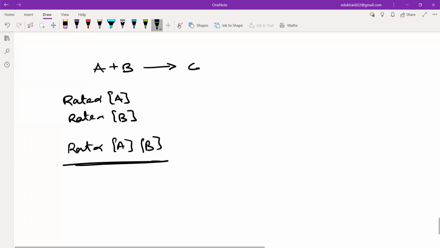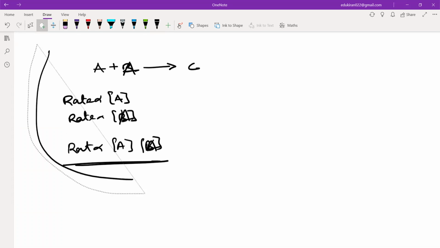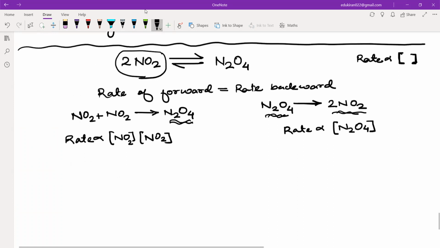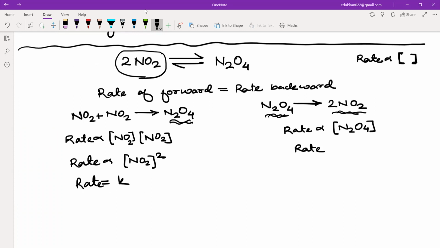Same thing. Now, what I am saying, I'm just putting A and A here. So this will be A, this will be A. Then I can say that the rate is directly proportional to the concentration of A square, if we have two of the same type of reactants. So I can say the rate is directly proportional to NO2 square. And here the rate is directly proportional to only N2O4. Now here I can write rate is equal to some constant K into the concentration of NO2 square. And here I can say rate is equal to some constant K and N2O4.